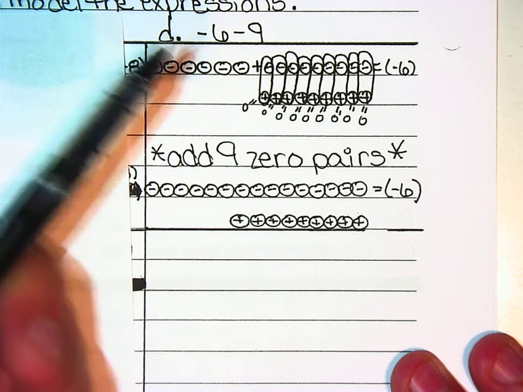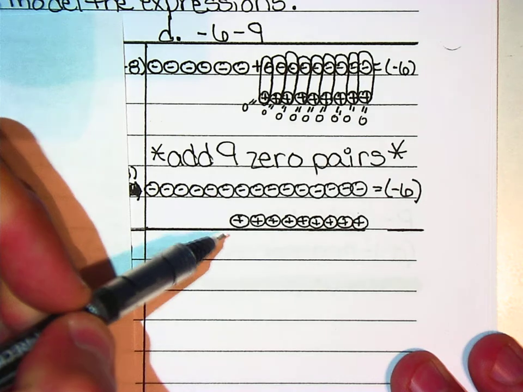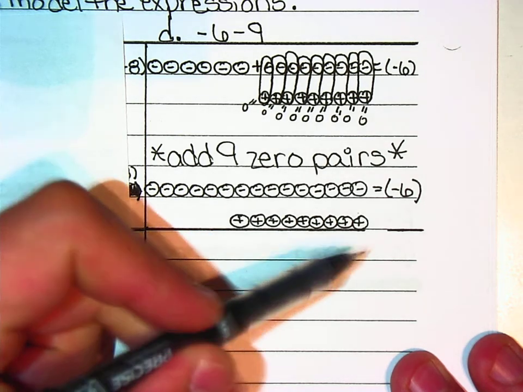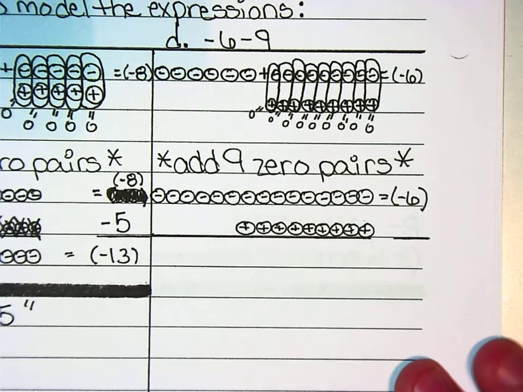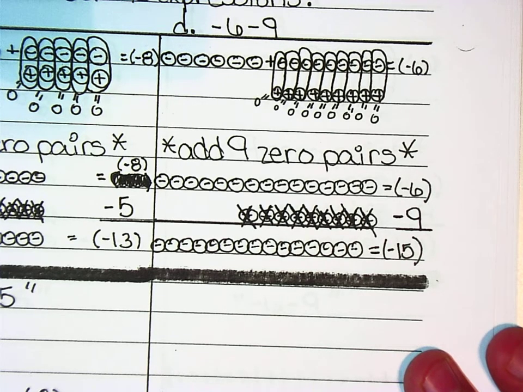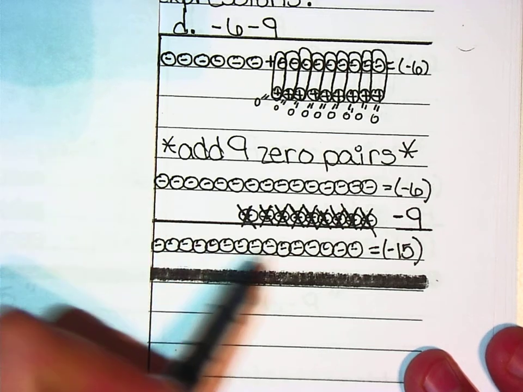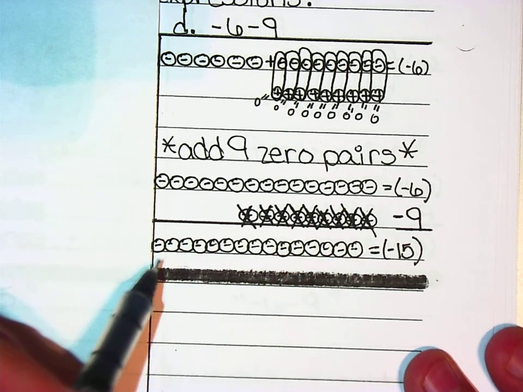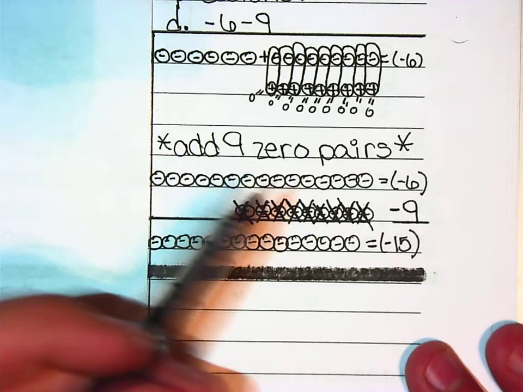Now my expression asks me to subtract 9 positives. Do I now have 9 positives that I can subtract? I sure do, this whole second row down here. So I'll go ahead and subtract those now. I simply scratch them out, mark them out, however you want to describe it. I get rid of them, and I bring down whatever remains. In this case, I have 15 circles with negative signs, which equals negative 15.